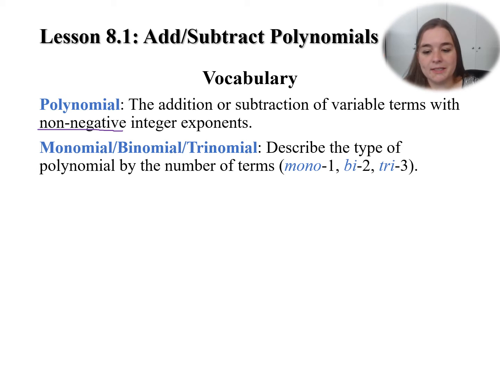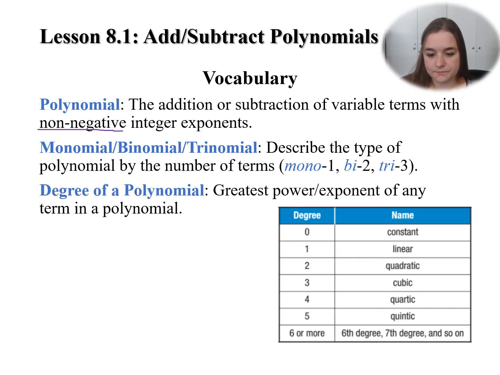But we can describe them in different ways. We can describe our polynomial by the number of terms that we have. If we have one term, we have a monomial. If we have two terms, we have a binomial. If we have three terms, we have a trinomial. And we could go on, but these are the three that I want you to know that you can use to describe your polynomials.